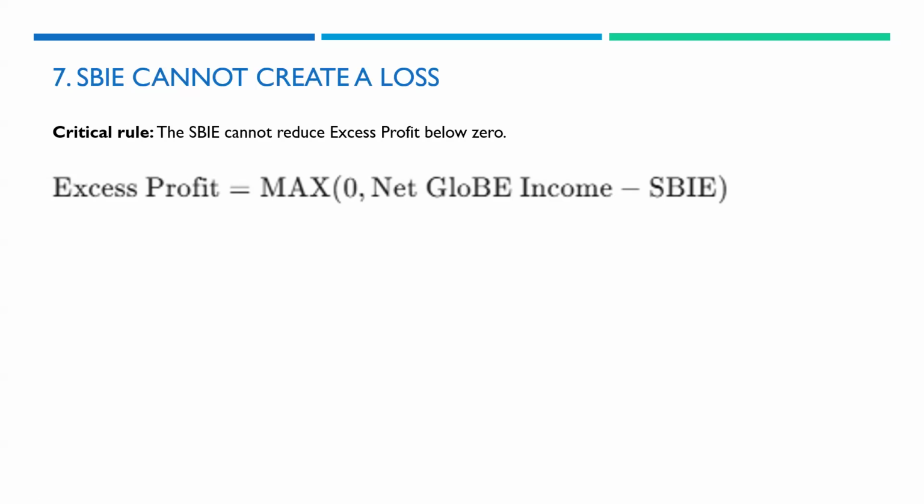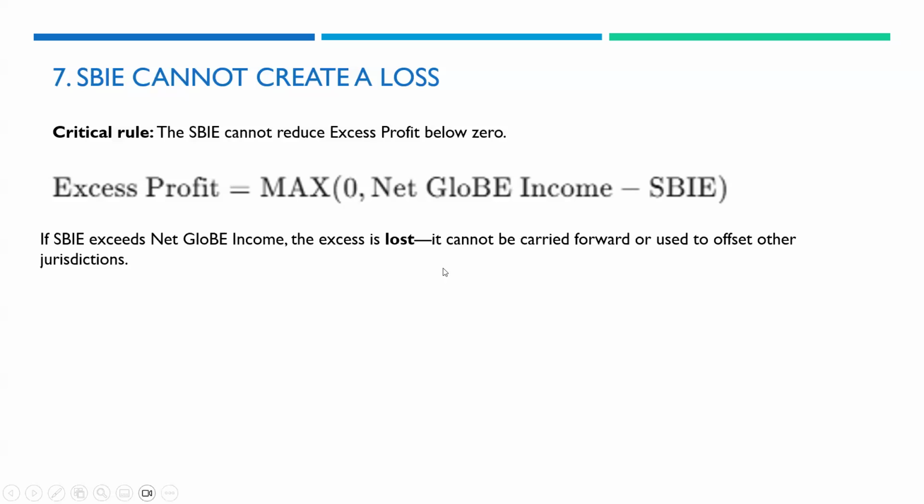Now, if SBIE exceeds net GloBE income, the excess is lost. You cannot carry forward or anything. That's only an annual thing. So if you have more SBIE this year which you could not utilize, you cannot carry it forward. It gets lost, just like withholding tax credit.